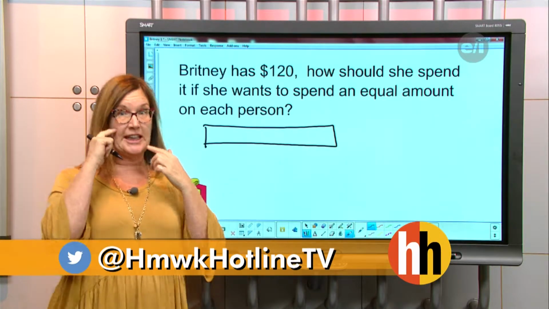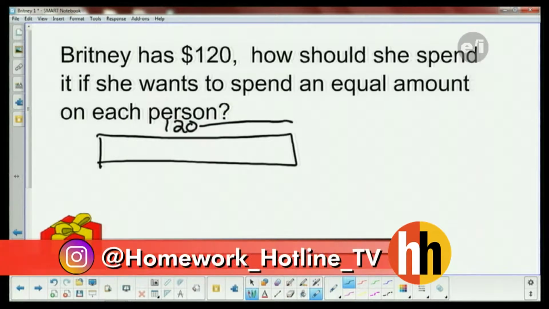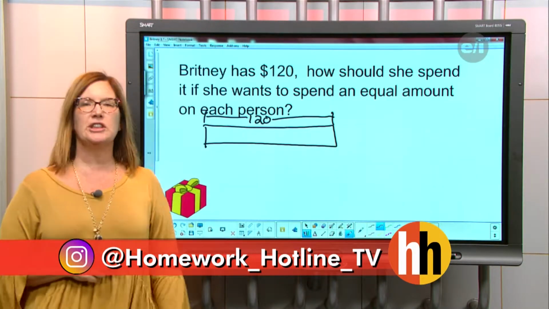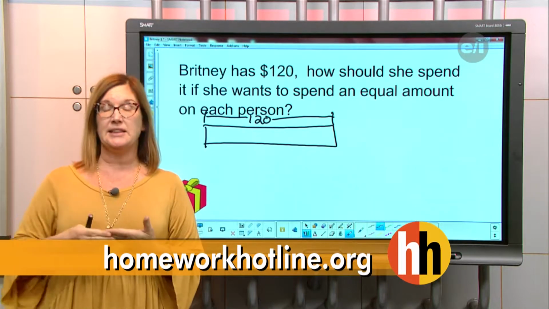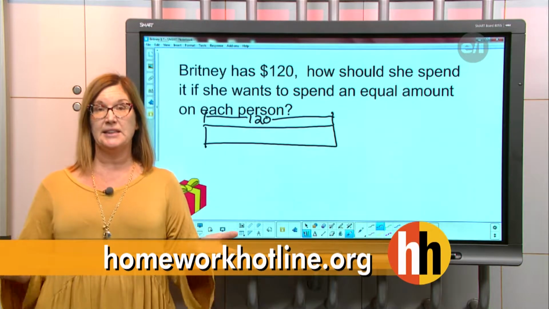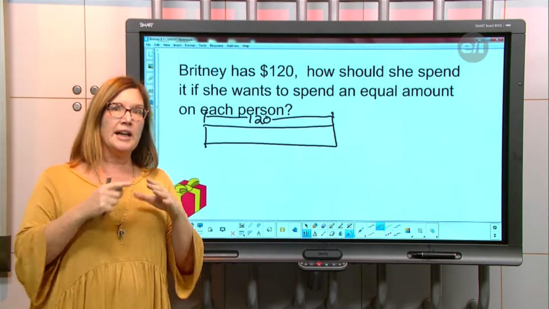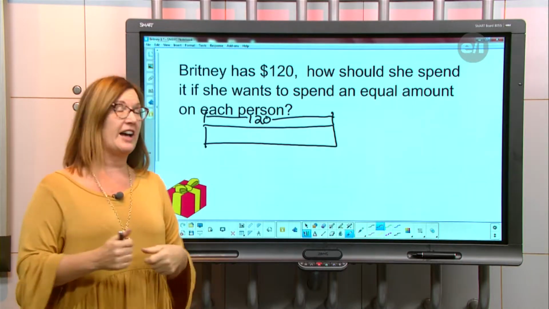So we talked about budgets last week. And Brittany has $120 that she is going to spend over the course of the entire week. Okay, so we know that from the story. The other thing that we know is that she wants to give each person an equal part. So I'm going to break this piece of tape up into as many pieces as there are people, and there are 5 people. A little trick here: when you want to cut something into 5 pieces, you only make 4 cuts, and that will leave you with 5 pieces.